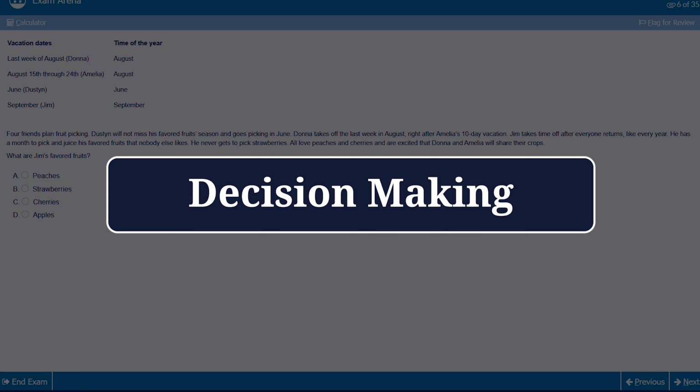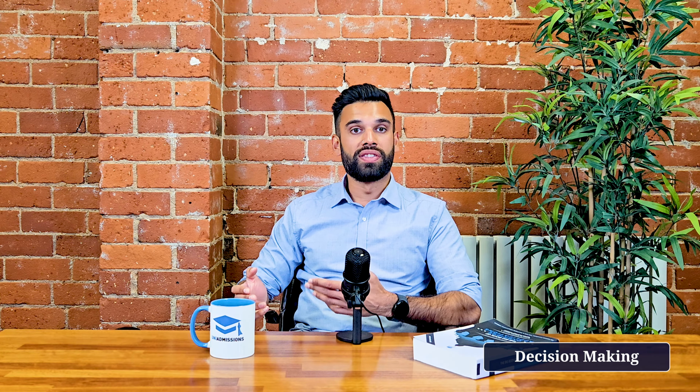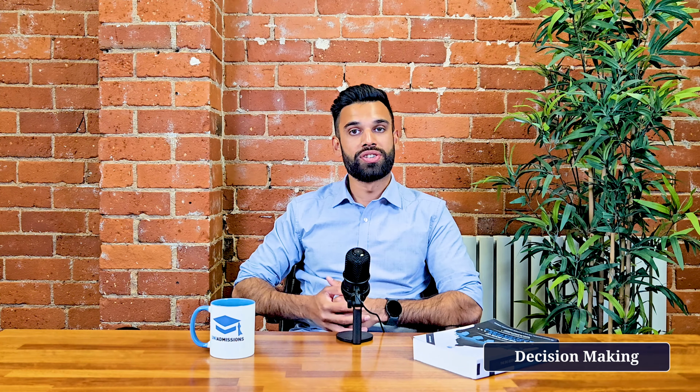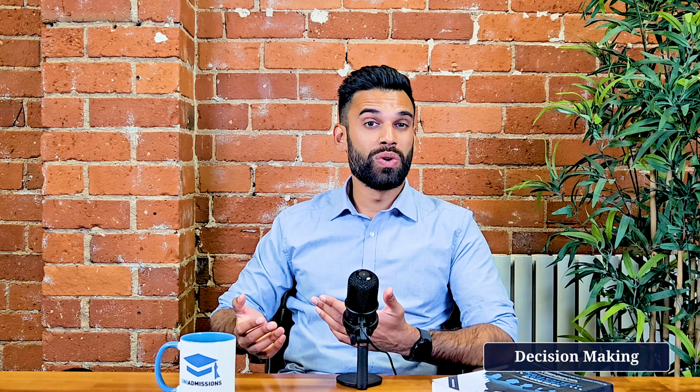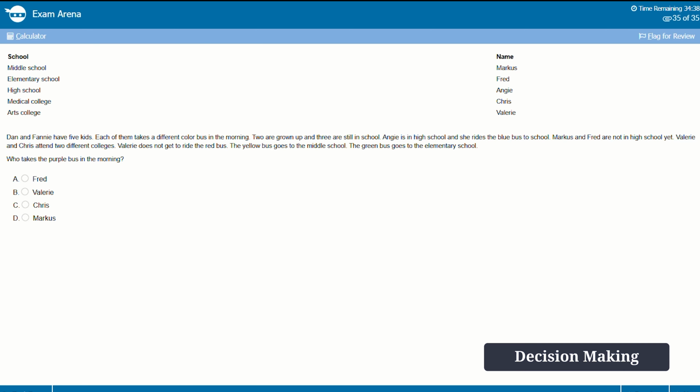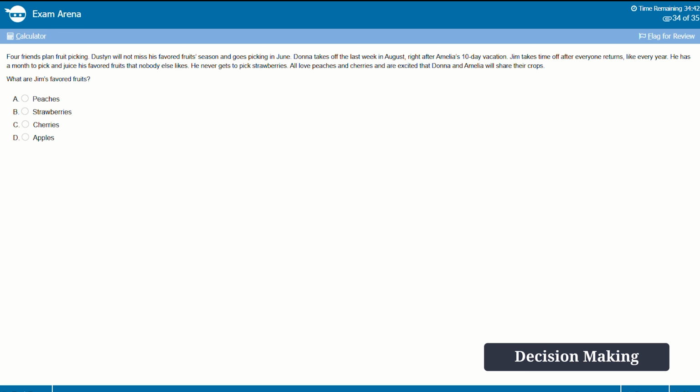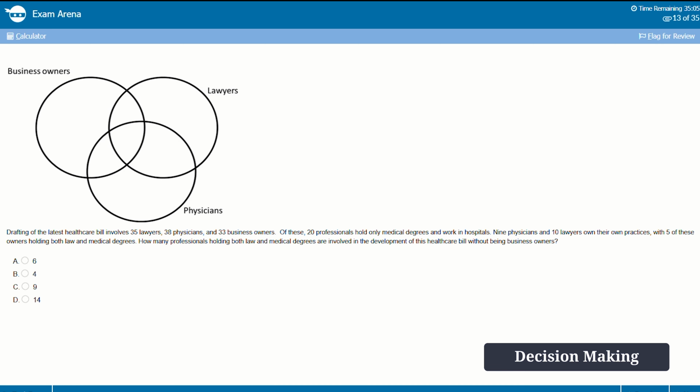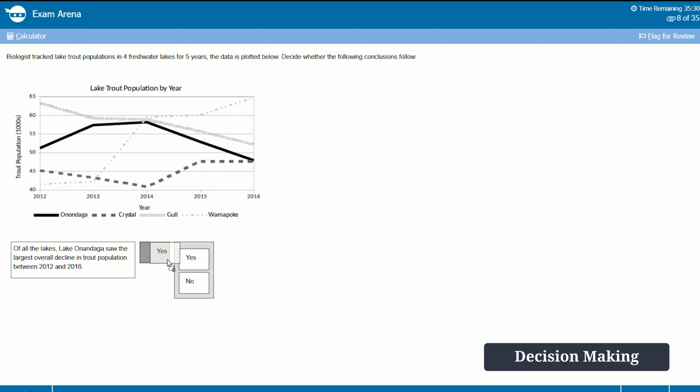Section 2 is decision making. This one has 35 questions in 37 minutes, making it the least time pressured section of the test. Over a minute per question is pretty good by UCAT standards. You'll be asked to evaluate arguments, interpret data, and apply logic to reach a conclusion. Question types include Venn diagrams, logical puzzles, and statements about statistical information.